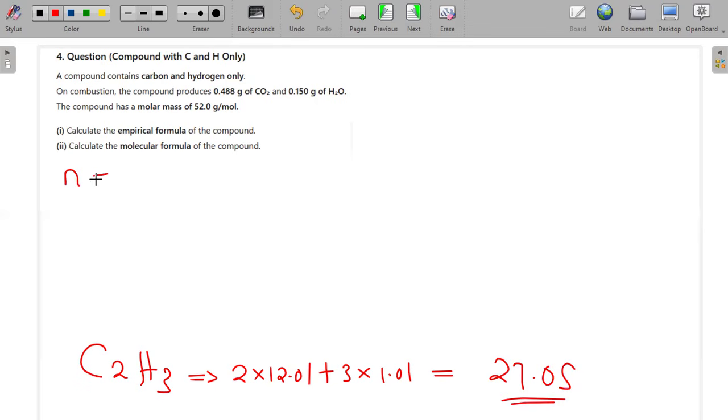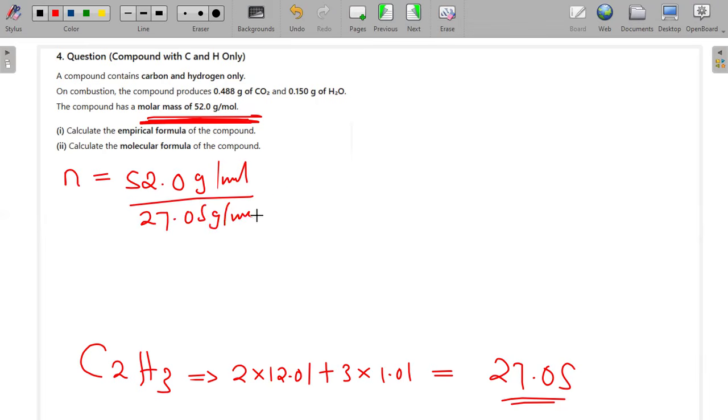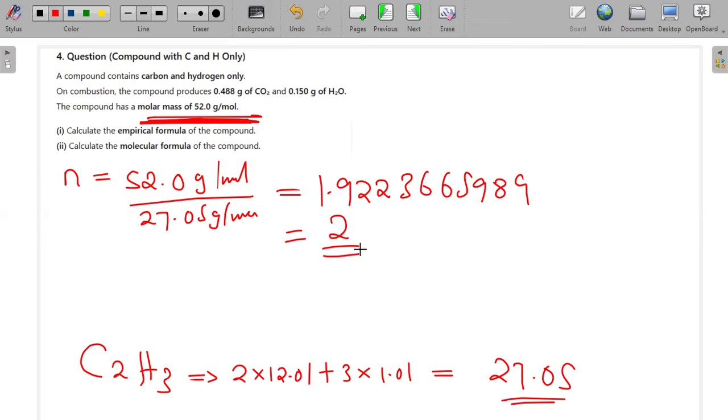So I can find my factor, which will just be the molar mass, which was given here. So that is 52.0 grams per mole divided by 27.05 grams per mole. So what do I get as my factor? 52.0 divided by 27.05. So I get 1.922366599. So I can round this off now to 2. So the factor is 2.